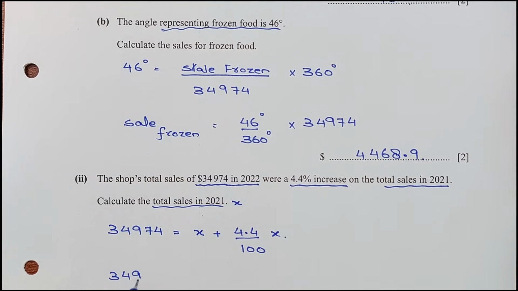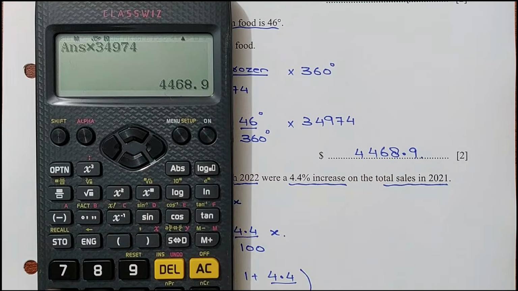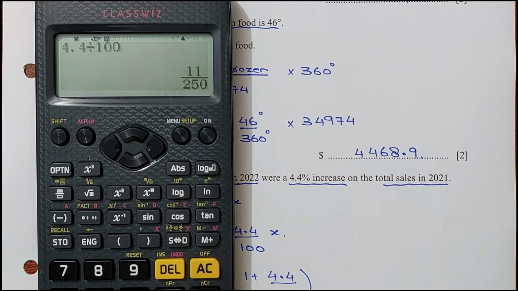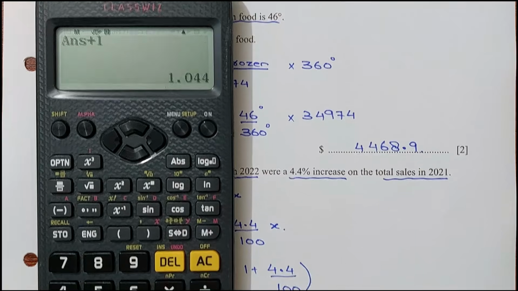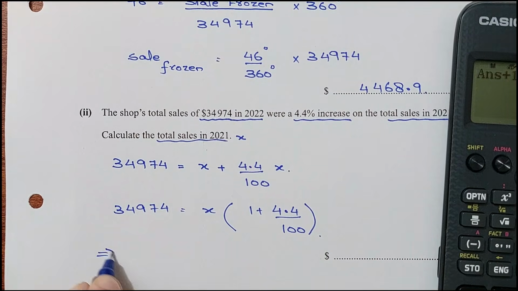X is common, so 1 plus 4.4%. Right, 4.4 divided by 100, add 1, is 1.044. So here we have X equals 34,974 divided by 1.044.